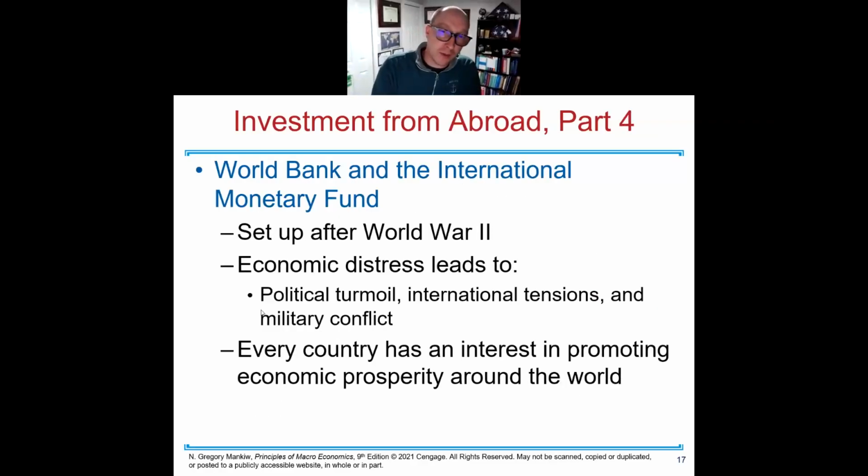The World Bank was set up after World War II. The idea, of course, was to stabilize the global environment and to promote the development in those countries that were damaged by World War II and those that are seeking growth.